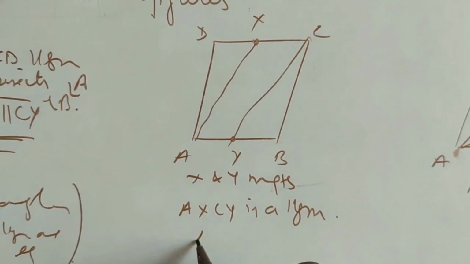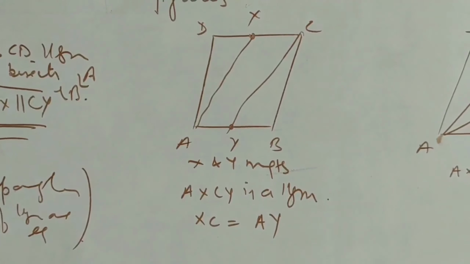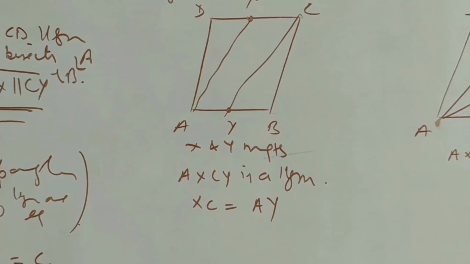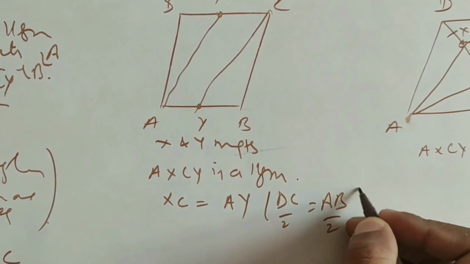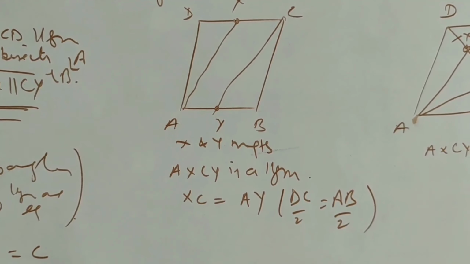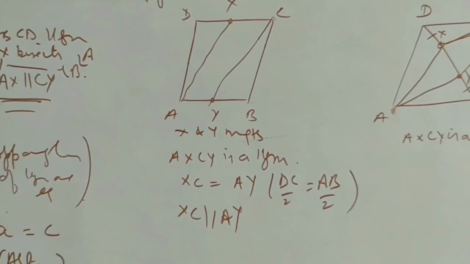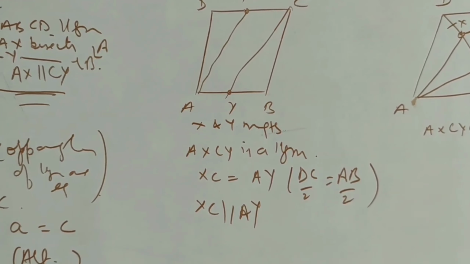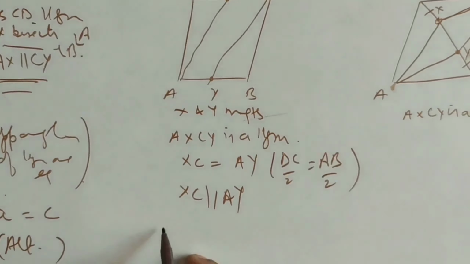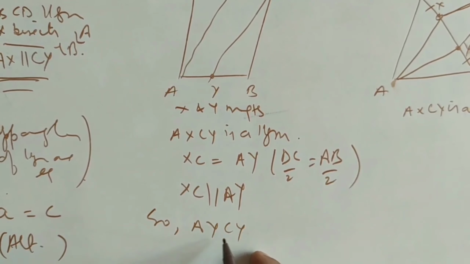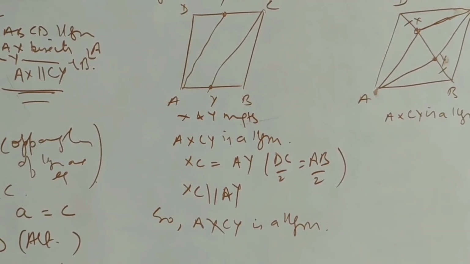So clearly we can see XC will be equal to AY, because XC is half of DC and AY is half of AB, and DC and AB are equal, as ABCD is a parallelogram. Also we know that XC is parallel to AY. So in AXCY we have a pair of opposite sides parallel and equal. So AXCY is a parallelogram.